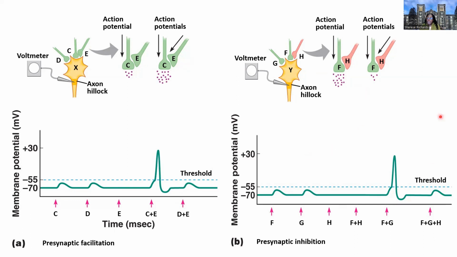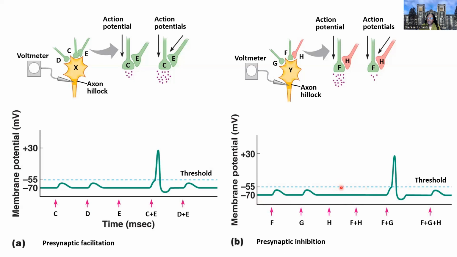For presynaptic inhibition, this is the opposite. So here we have neuron G, here we have neuron F, and neuron H in this case is the modulating neuron. And in this example, it is inhibiting the neurotransmitter release. So looking at the membrane potential change, here is F on its own, has a small membrane potential change. Here is G on its own. Again, a small depolarization. Here is H on its own, zero change, right? Zero direct effect on the membrane potential.